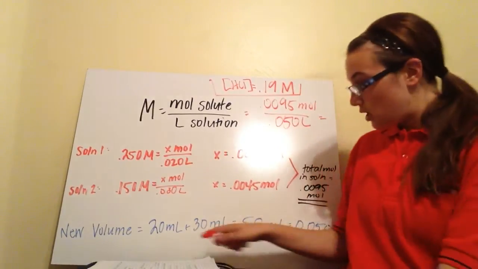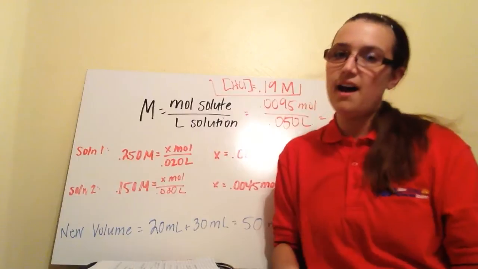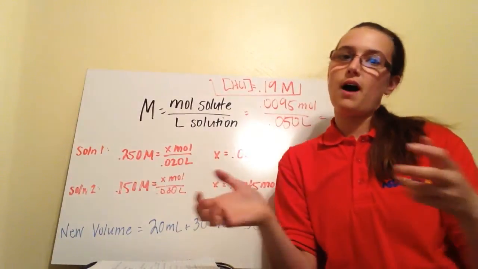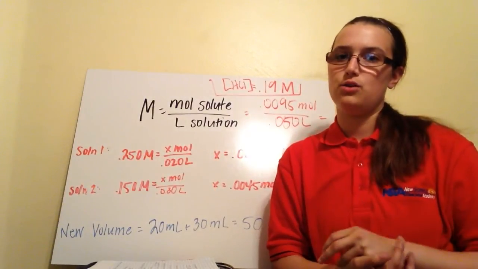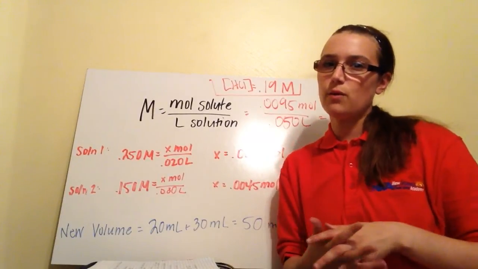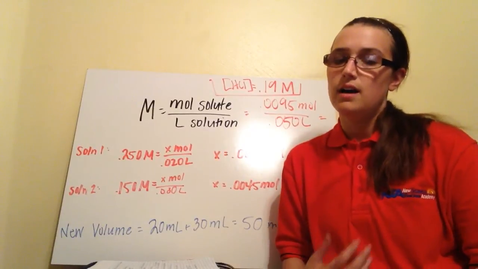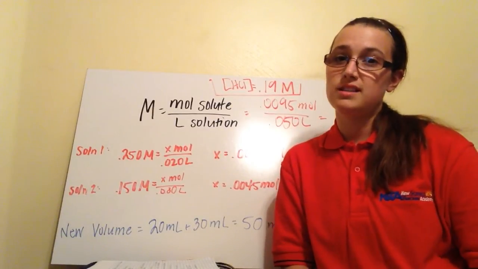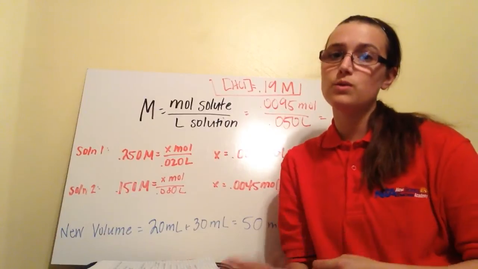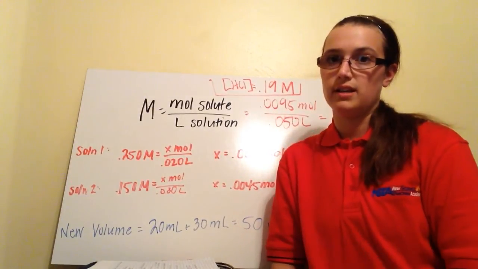So notice, we can't just average the two. We can't say, well, 0.15 plus 0.25, add them together, divide it by 2. That'd give us 0.2. Right? So you have to be careful with this. Now maybe you did it a different way and you got the same answer, that's fine. But when you add two solutions together, you have to look at your new value of moles, your new value for liters, and then take that into account to calculate concentration.